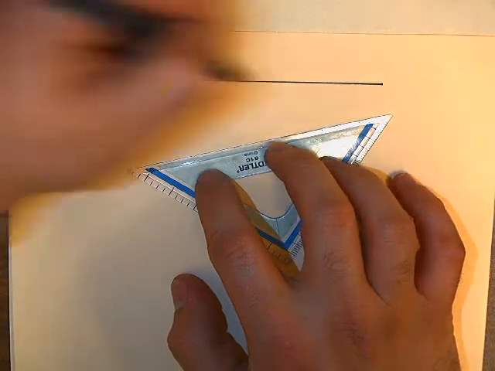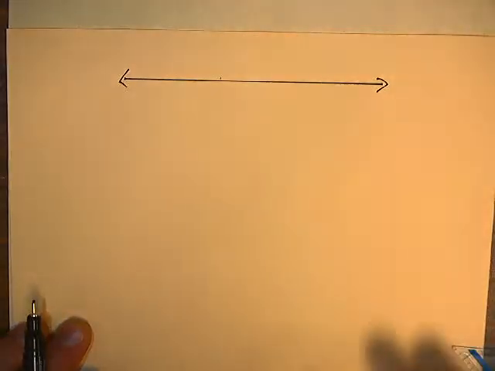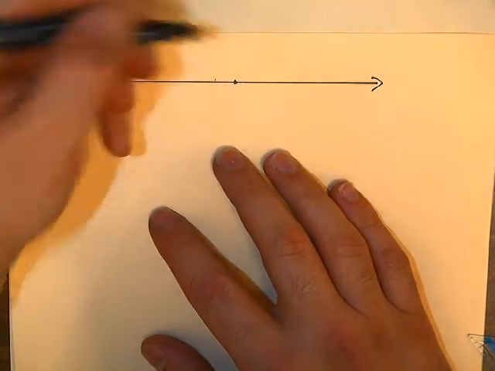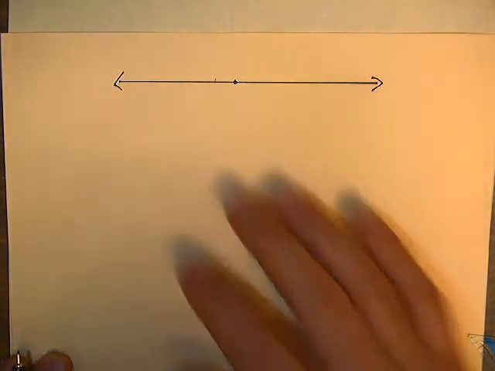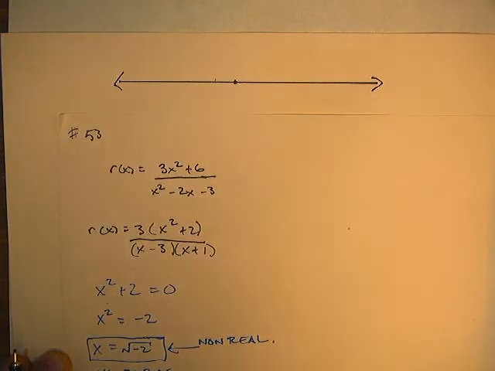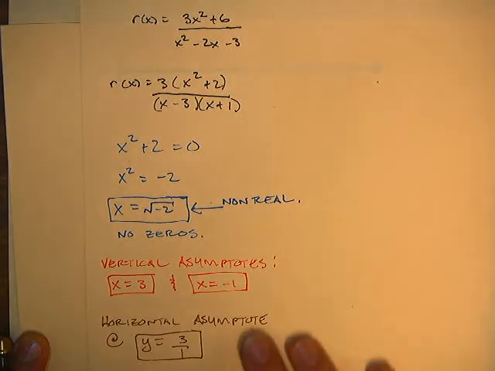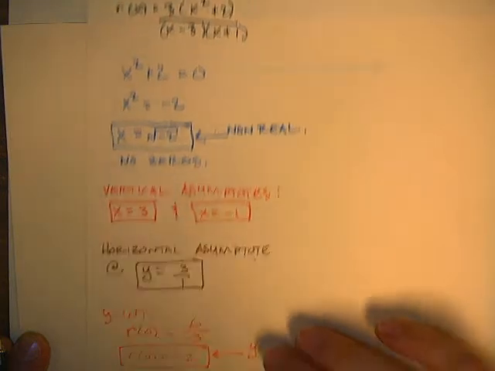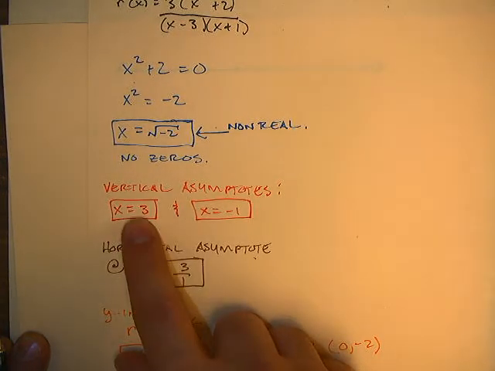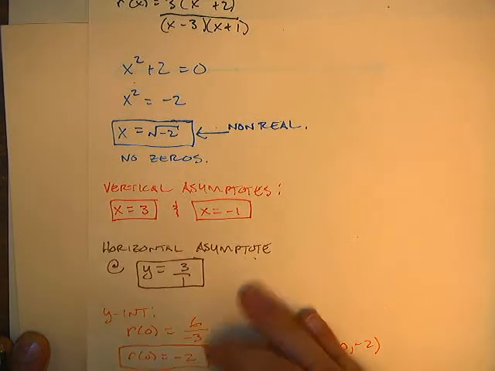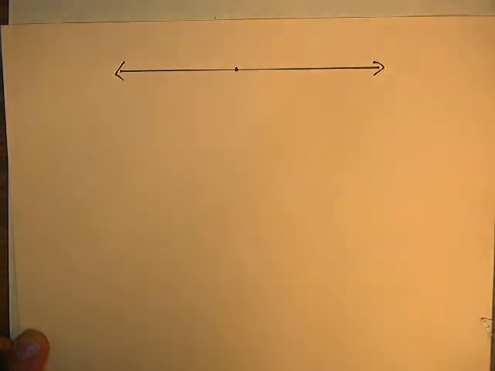There's that. And put a little 0 right in the middle, just so we know where our 0 point is. And if we look back at our notes here, we can see that we have no zeros, so we don't have any real zeros. We're not going to cross the x-axis with our graph. And I have 2 vertical asymptotes, one at 3 and one at -1. So I'm going to go ahead and put those right on my graph. I have one at 3 and one at -1.